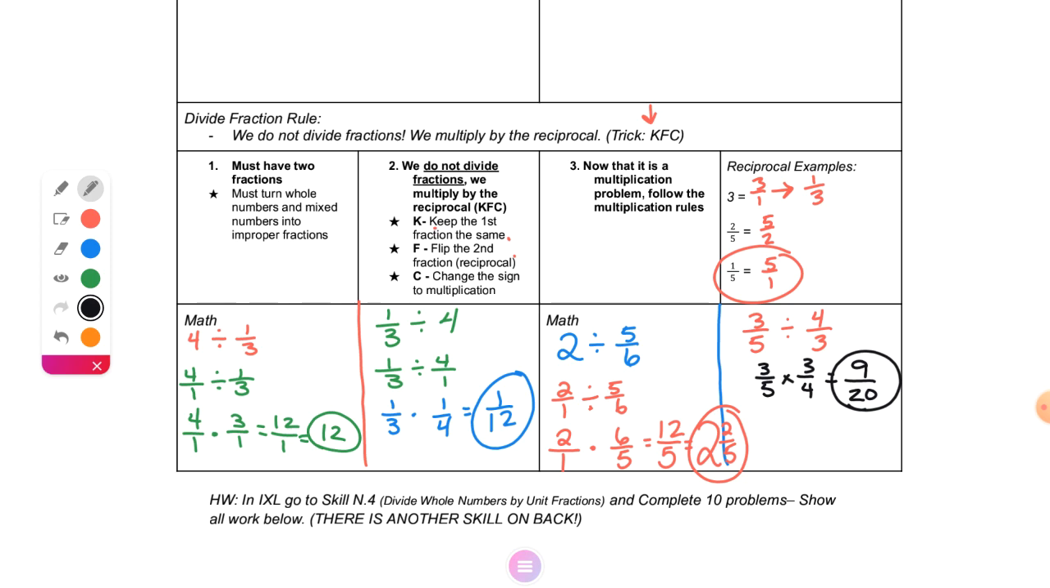Then you're going to flip it over to the back. On the back, it says go to skill N.5 and complete 10 problems. So how many problems are you doing altogether? 20 problems. I will tell you 5B had about 10 minutes to get this going, and once they got logged in, I'd say most of them got it done. So it's going to take you longer to log in and write down the problems than it will to actually do the math.